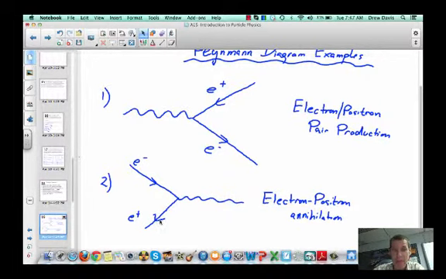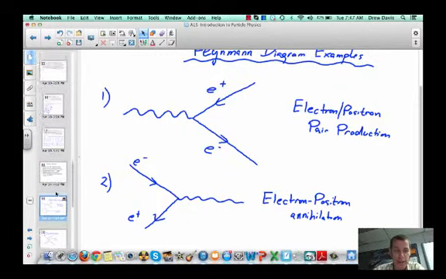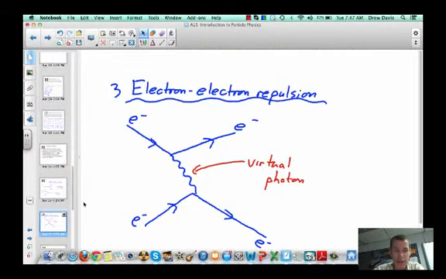Remember, antimatter is denoted by the arrow pointing to the left. When an electron and a positron come in contact with each other, they annihilate each other, and so what you get created is a photon. Okay, skipping ahead.